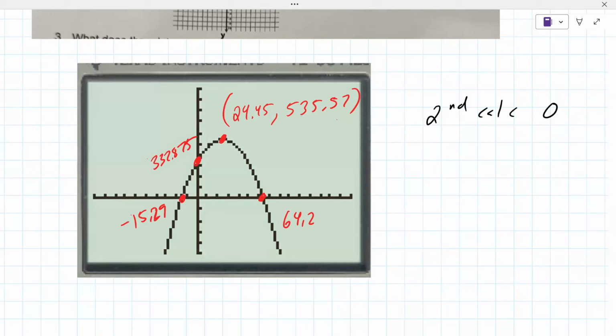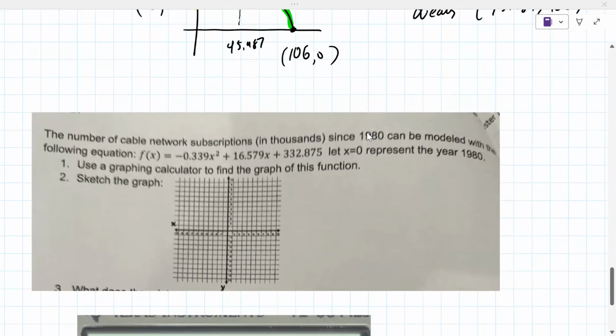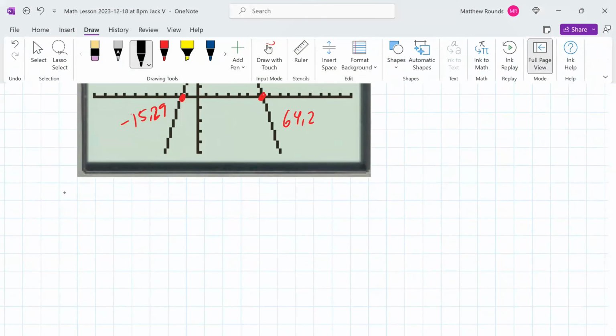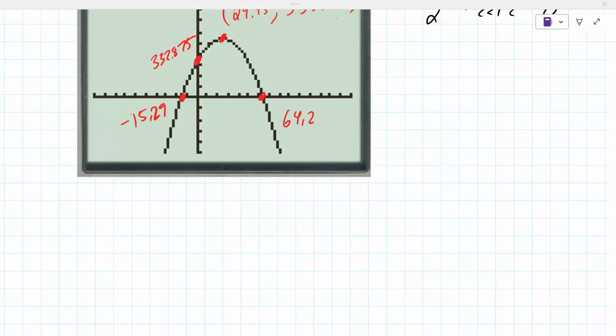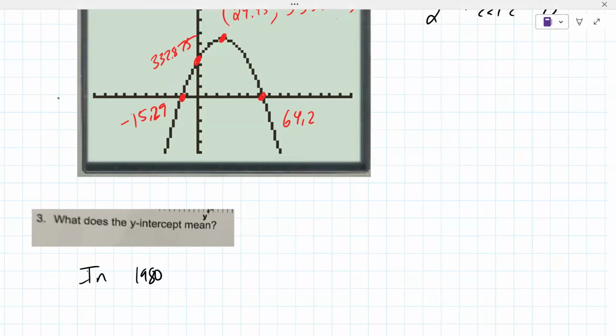What does the y-intercept mean? This is that whole interpret thing. You really got to go back to the words here. It says in 1980, that's the base year, that's the number of cable network subscriptions in thousands. So you almost need a sentence. It means in 1980, there were 332.875 thousand cable subscriptions.